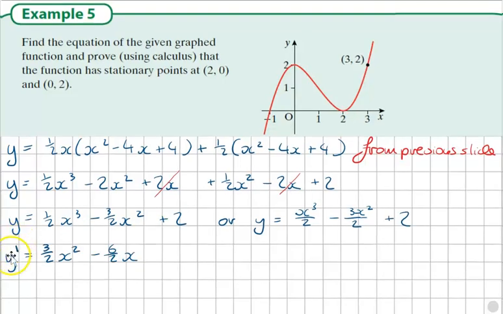So y dash, or the derivative, is going to be 3 over 2 x squared minus 6 over 2 x. So what I did was I brought the 3 down in front. So 3 multiplied by a half is 3 over 2. And then the power 3 gets reduced by 1, so we get x squared. And then we bring the power down in front, so 2 multiplied by minus 3 over 2 is going to be minus 6 over 2. And then the squared will be reduced by 1, so 2 minus 1 is 1. So x to the power 1 is just x. And then the derivative of 2 is just 0, so we don't need to bother writing out 0.